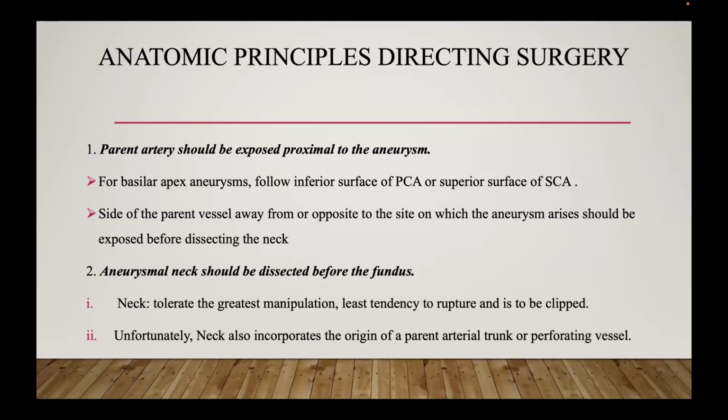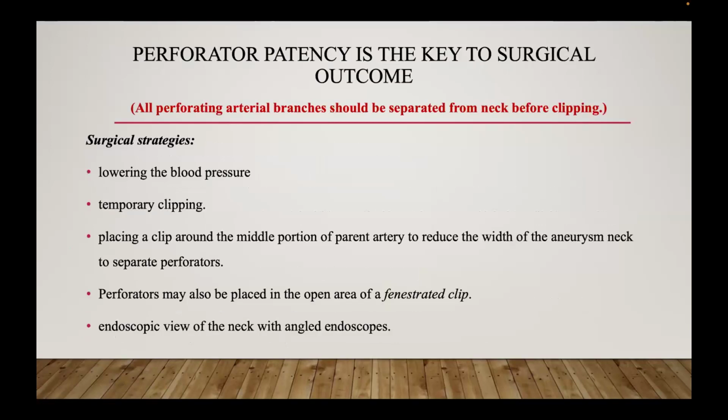Although, unfortunately, in posterior circulation, the neck can sometimes incorporate the origin of the parent arterial trunk and sometimes also the perforators. So the key to the outcome of posterior circulation aneurysm surgery, of course, has a long learning curve. At the initial stage of our surgery, we are always concerned about not rupturing the aneurysm. But actually, the main outcome of the surgery depends upon to what extent we are able to preserve the perforators, and not on whether the aneurysm ruptures during the course of surgery.